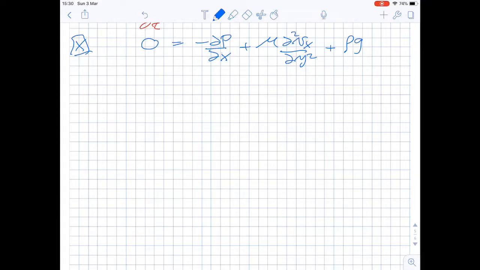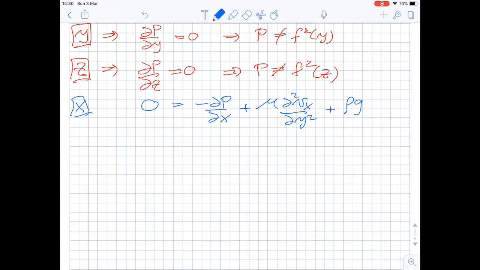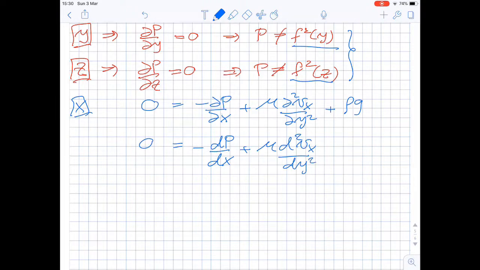To make it a little bit easier, you should see that right now pressure is a function of x only because it's not function of y. It's not function of z. So in this case, I should be able to write pressure in terms of total differentiation. And earlier, we already determined that Vx is a function of y only. So we can change partial differentiation to total differentiation as well. Alright?